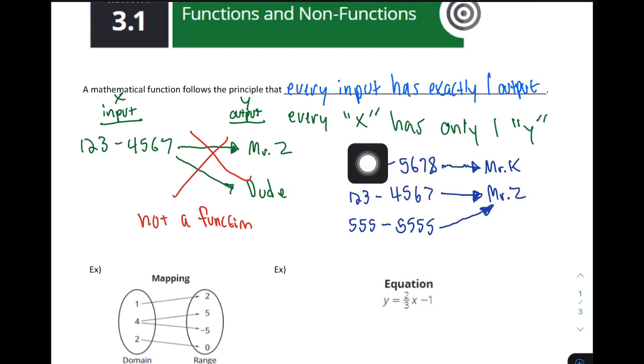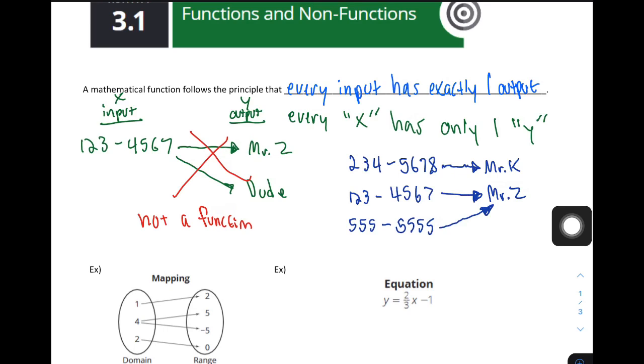This input, the 2, 3, 4, goes to Mr. K. It has exactly one output. This input, 1, 2, 3, 4, 5, 6, 7, goes exactly to one person, and it goes to me. And this phone number also only goes to one person. So this is still a function, right? I can have two cell phones. That's fine. But one cell phone number over here can't go to two different people.